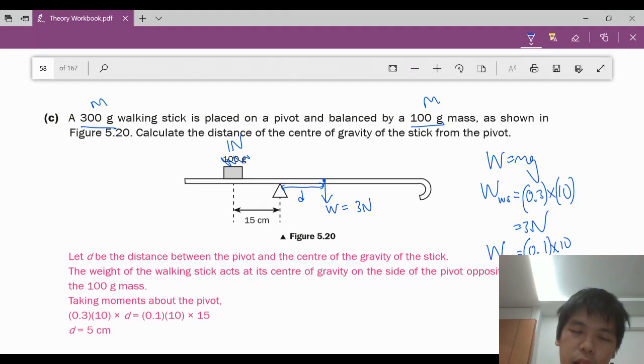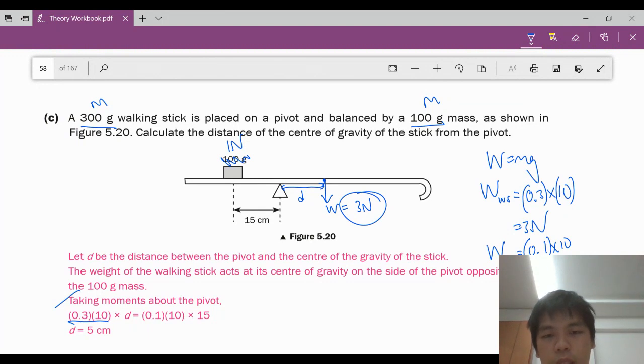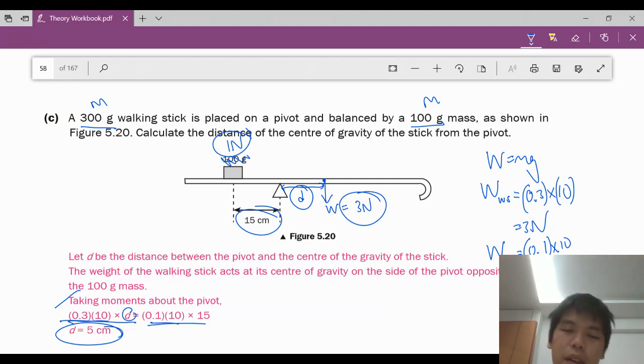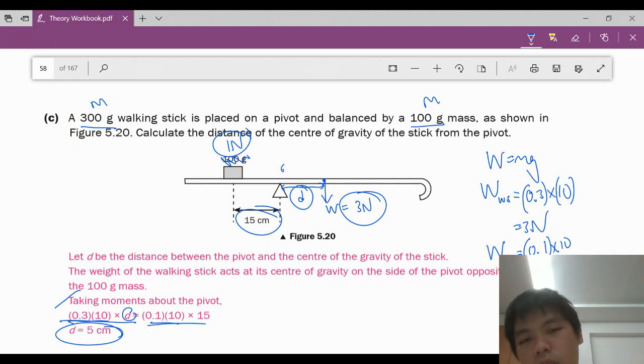Okay, so taking the moments about the pivot, remember the sum of clockwise moments equals the sum of anti-clockwise moments. Let's calculate. So we have 3 newtons times D. Here is 1 newton, this is 1 newton times 15. So we have it for this side. Do the math, because they should be equal. You'll get the distance is 5 cm. So the center of gravity from the pivot is 5 cm away. So here to here, this is 5 cm.